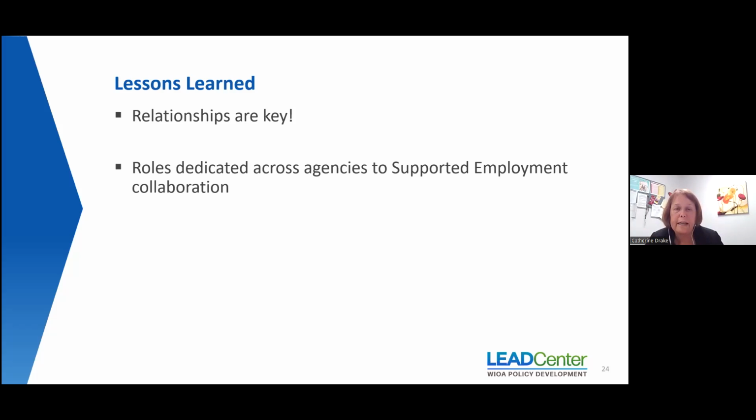And then we have roles dedicated across agencies to support employment, for supported employment collaboration. And these roles are like Stacy and myself. We meet often and we engage in a lot of activities that bolster the supported employment collaboration. We also have other people that work behind the scenes as well. And these meetings that we hold with our leadership teams are vital in making sure the roles maintain dedication to the collaboration and making sure that as people go and people come, we have people in places that can bring those people up to speed and keep the relationship fresh. Next slide.